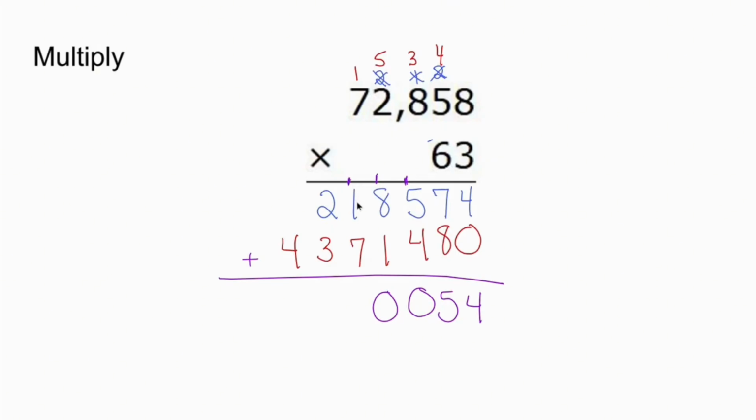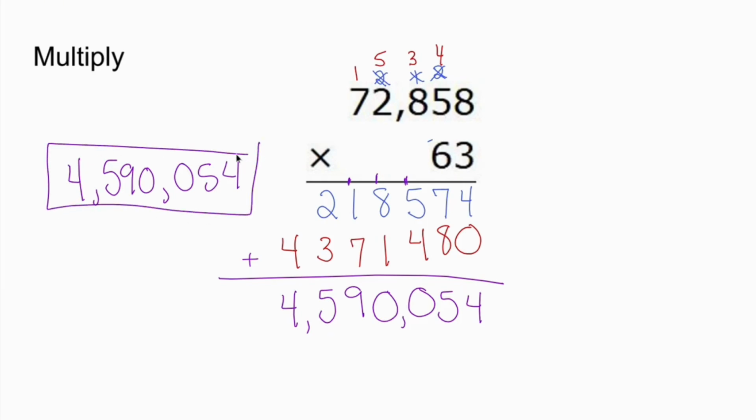1 plus 1 is 2. 2 plus 7 is 9. Write out a 9. 2 plus 3 is 5. And nothing plus 4 is 4. Go to the right, count out your commas, 1, 2, 3, comma, 1, 2, 3, and we end up with 4,590,054. That is our answer.